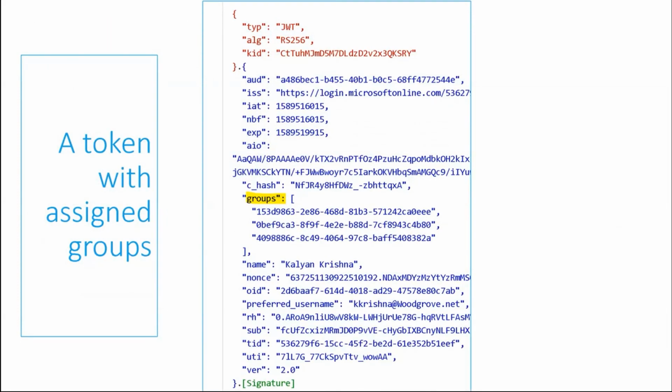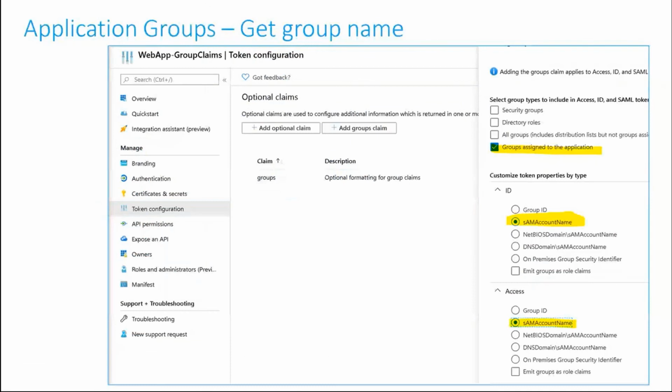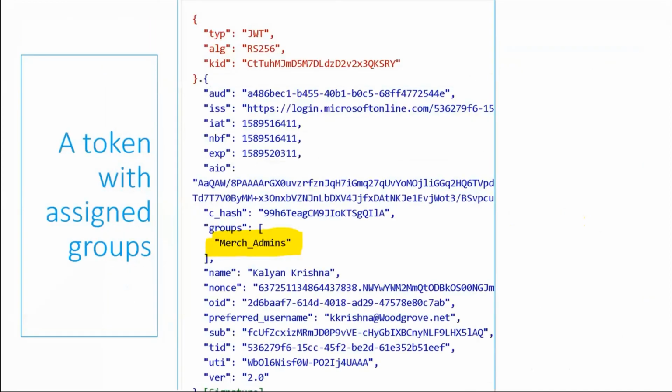So again, the token looks the same, it's just the way it gets filtered earlier. Yes, you can get the group names as well if you have on-premises groups. And in this case, instead of getting all the groups, you will just get the groups that you had chosen in the add users and groups screen on your app's service principal.